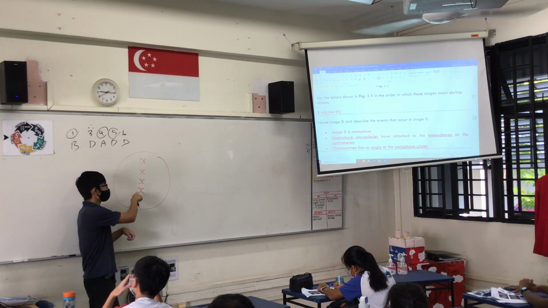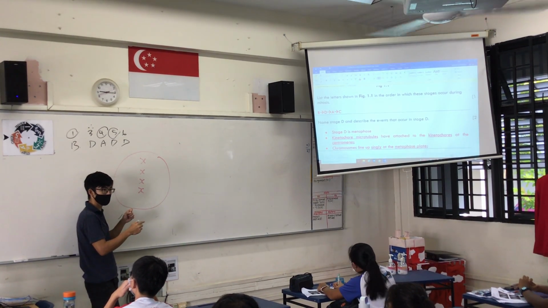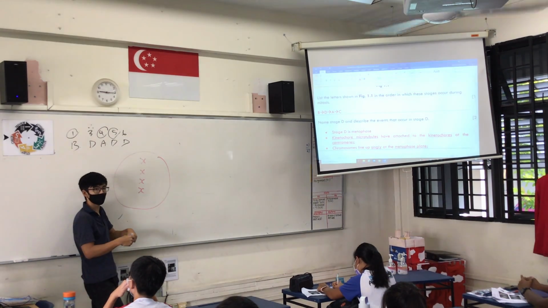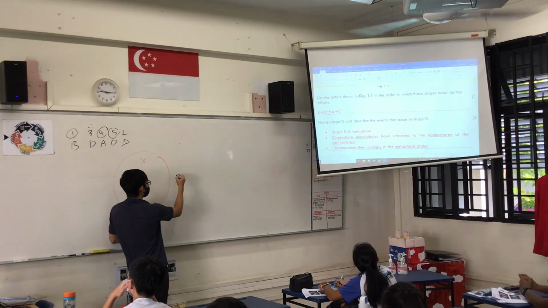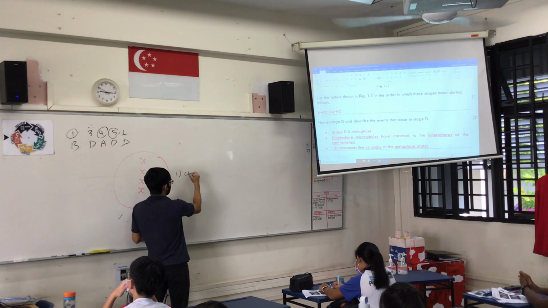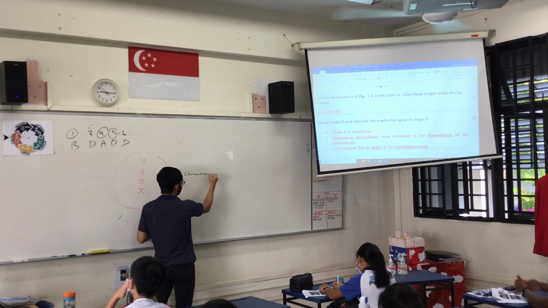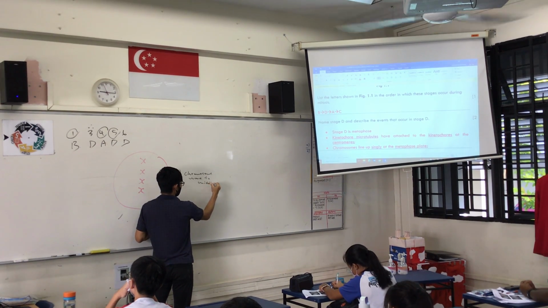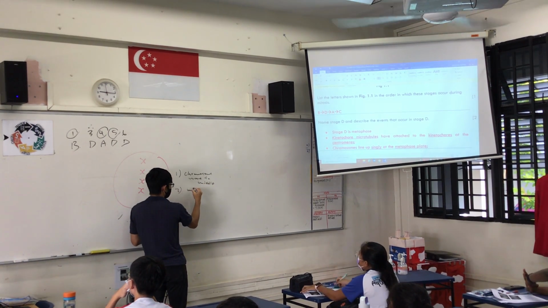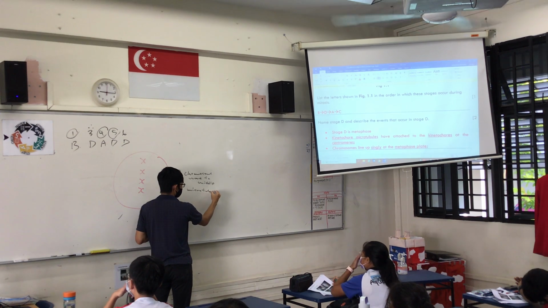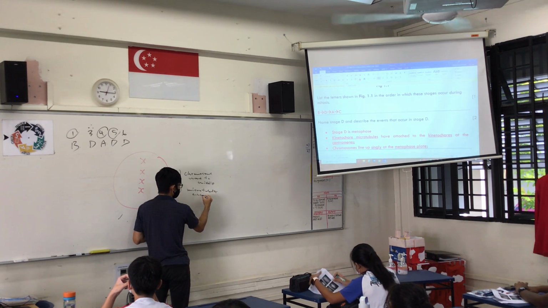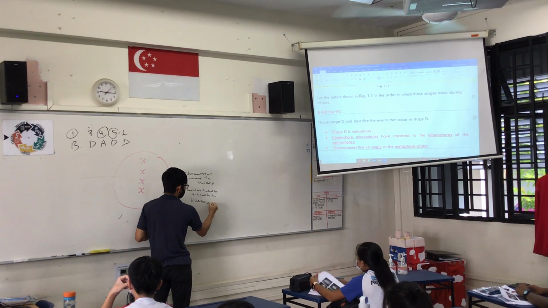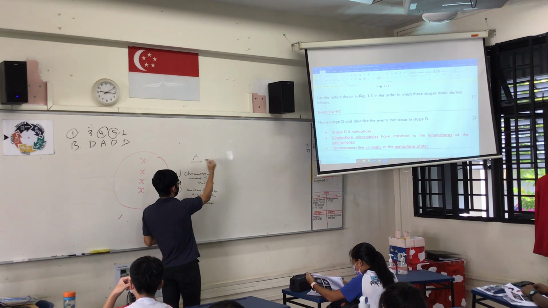First one, the chromosomes move to the middle, then the microtubules attach to the kinetochores. So option 1, number 1, chromosomes move to middle. Then second step, microtubules attach to kinetochore. It is option A.